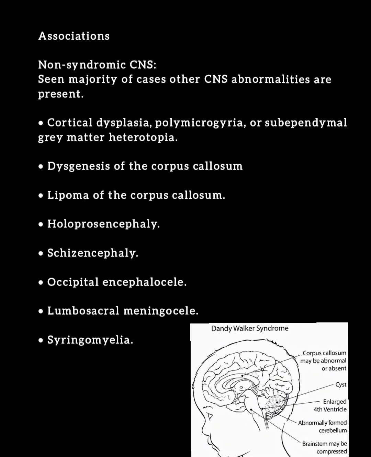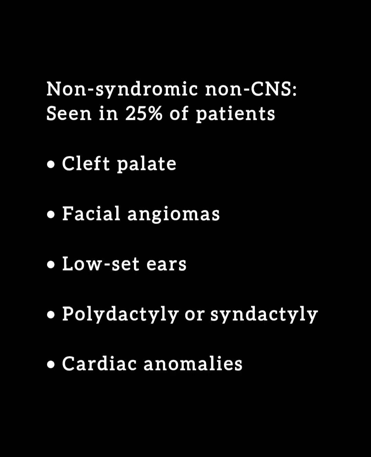Associations. Non-syndromic CNS associations are in the majority of cases. Other CNS abnormalities are present: cortical dysplasia, polymicrogyria, or subependymal gray matter heterotopia; dysgenesis of the corpus callosum; lipoma of the corpus callosum; holoprosencephaly, schizencephaly, occipital encephalocele, lumbosacral meningocele, syringomyelia.